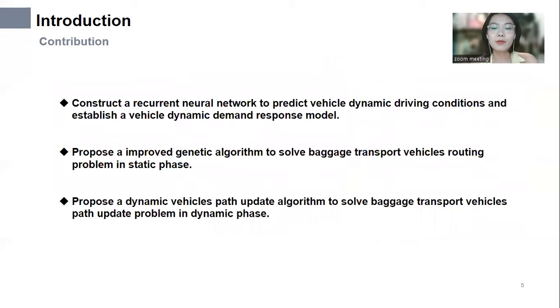In this work, we have 3 main contributions. First is to construct a recurrent neural network to predict vehicle dynamic driving conditions and establish a vehicle dynamic demand response model. Second is to propose an improved genetic algorithm to solve the baggage transport vehicle routing problem in the static phase. Third is to propose a dynamic vehicle path update algorithm to solve baggage transport vehicle path update problems in the dynamic phase.